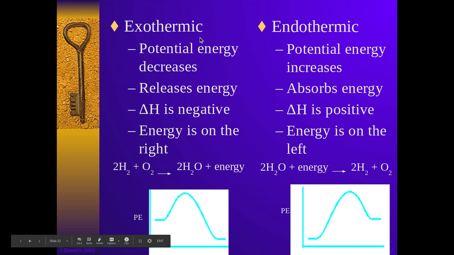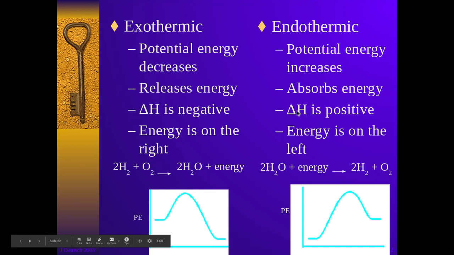So when you have exothermic reactions, the potential energy decreases because it releases energy, right? Well, delta H, which we know as enthalpy, which now we're also calling heat of reaction, will be negative. And we're going to talk about delta H in a second. But delta H is actually calculated by subtracting the energy of the products minus the energy of the reactants. Now, obviously, in an exothermic reaction, the products will always have less energy.